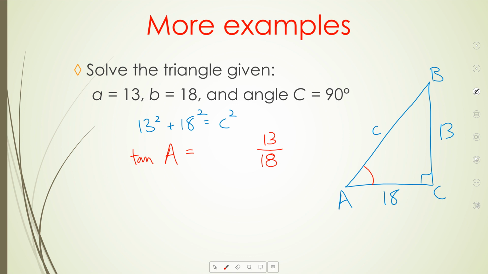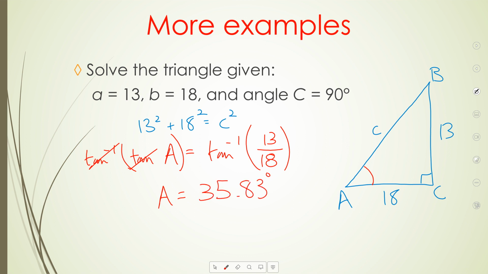On your iPad, it's nice because you can just circle it and move it over. I don't have that luxury. I'm solving for an angle, which means I need to undo the tangent. How do I undo the tangent? I use an inverse tangent of that. Cancels, cancels. A is equal to, little help please, what's the inverse tangent of 13 over 18? 35.83. Can somebody confirm? Yeah. 35.83. And those are degrees.